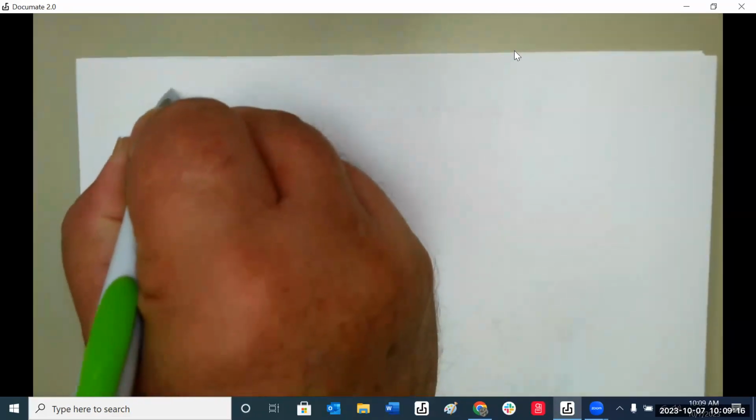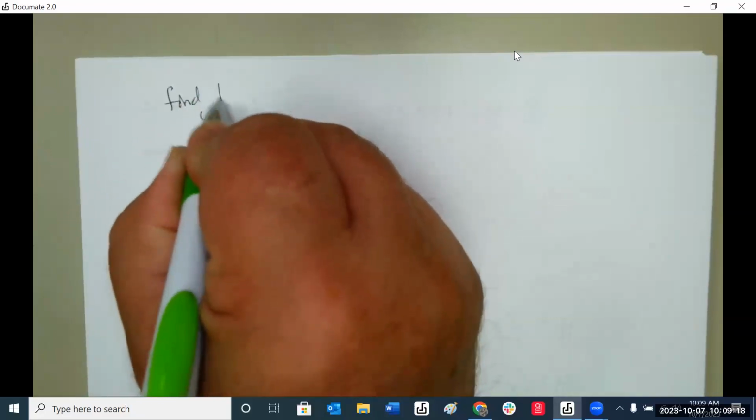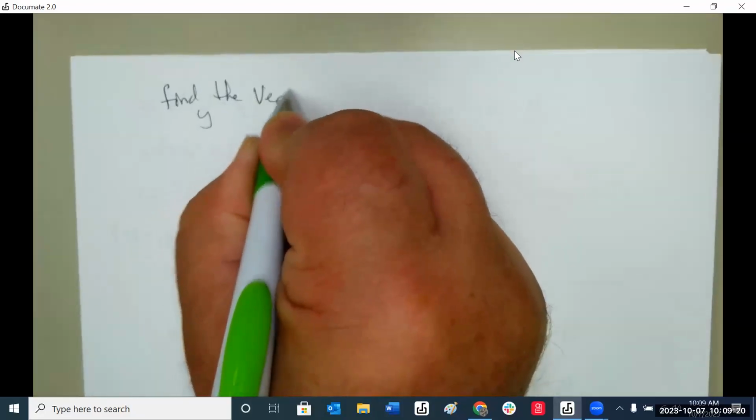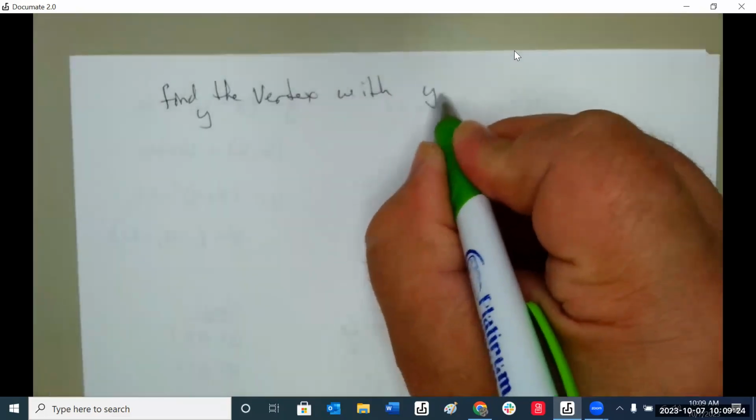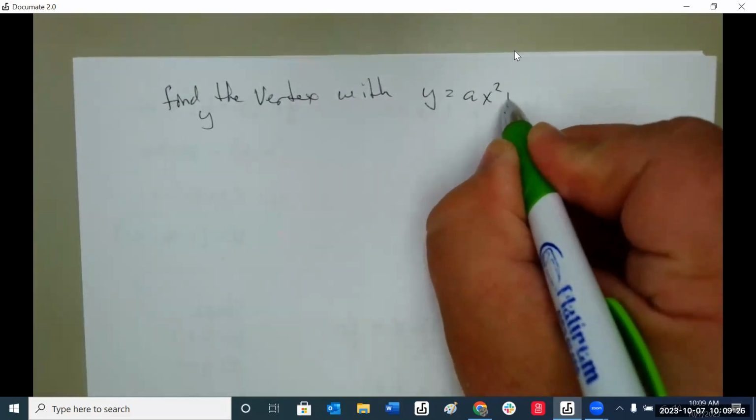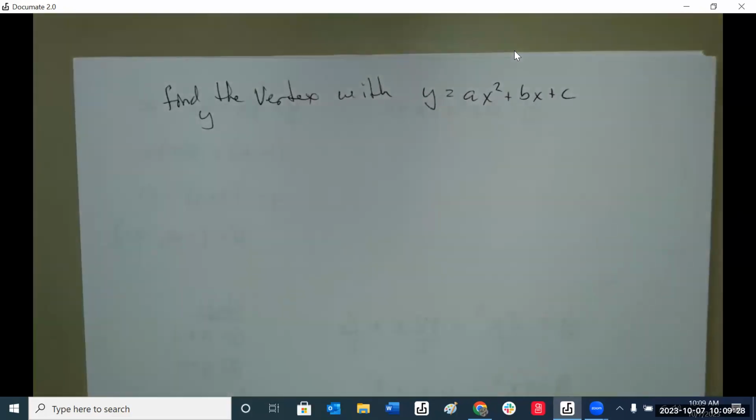So we learn how to find the vertex. I'm going to do something real quick. Finding the vertex with that.